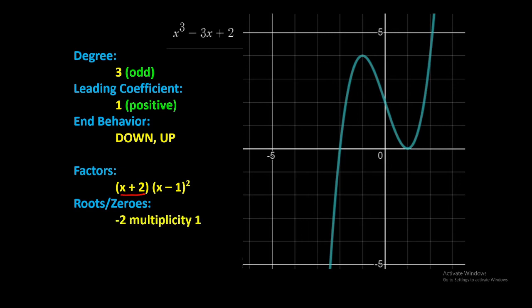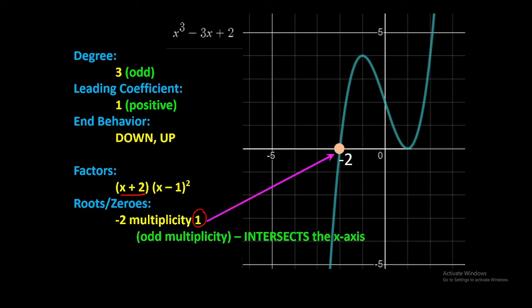Okay. -2, multiplicity 1. I agree with that. What is the multiplicity? Is it odd or is it even? Odd, because 1 is odd. If it's an odd multiplicity, therefore, it intersects the x-axis at this 0, -2. Okay? Let's go to the second factor.